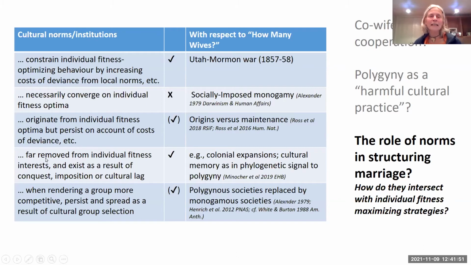Another position is that norms and institutions are now far removed from individual fitness interests and exist largely as a result of conquest or imposition or cultural lag. But there's clearly a lot of evidence for this. We know that, for example, with colonial expansions, the church brought monogamy and extirpated all kinds of local traditions. So this is a no-brainer.